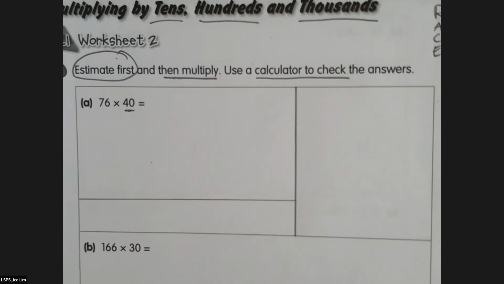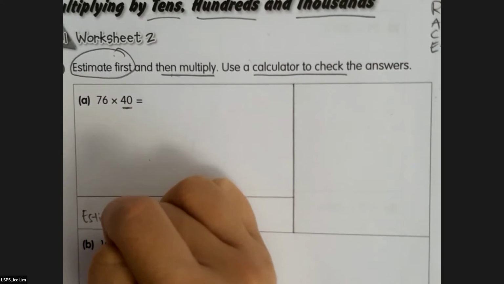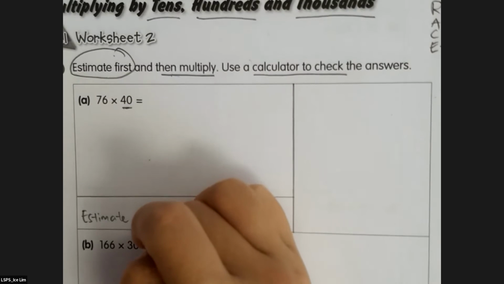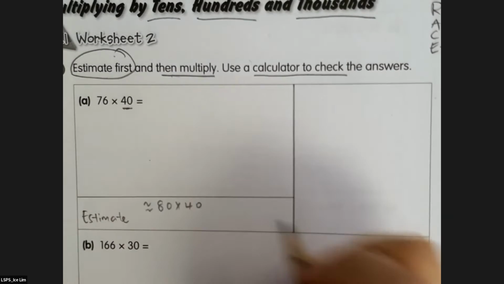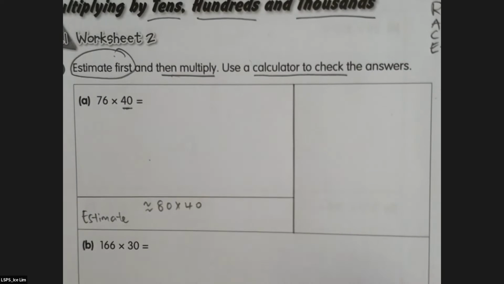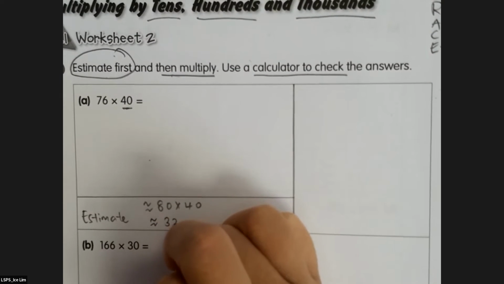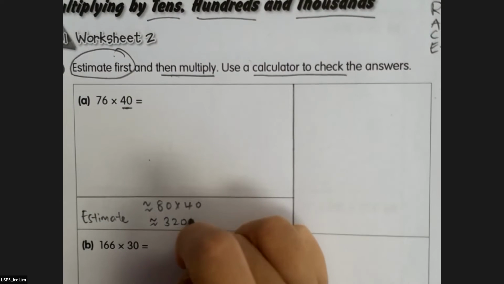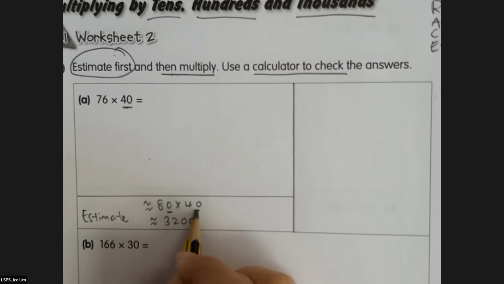Maybe something like that. Here's my estimation. So I estimate maybe 76 times 40. I can estimate it as probably about 80 times 40. So the answer will be about... sorry, 3,200 to be exact. What do I mean by 3,200? Because there are 2 zeros here.